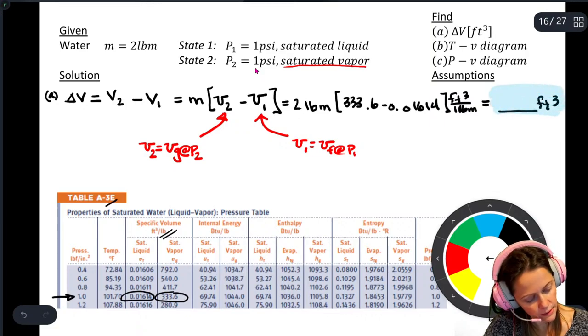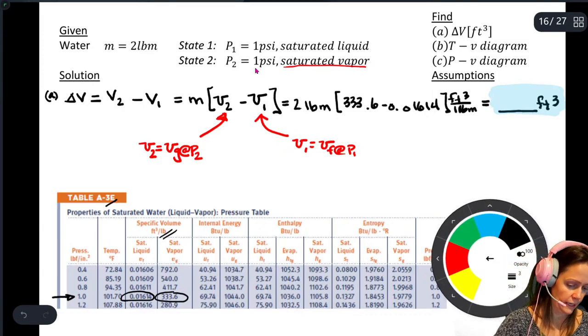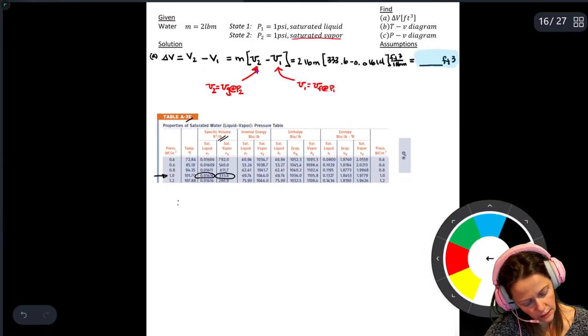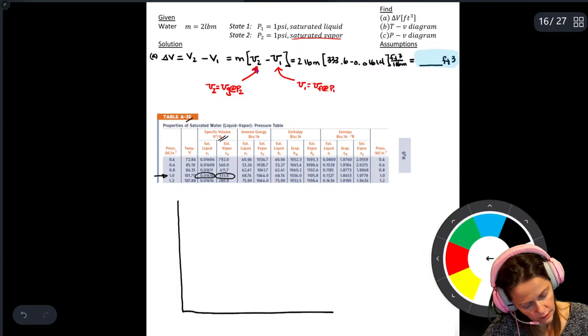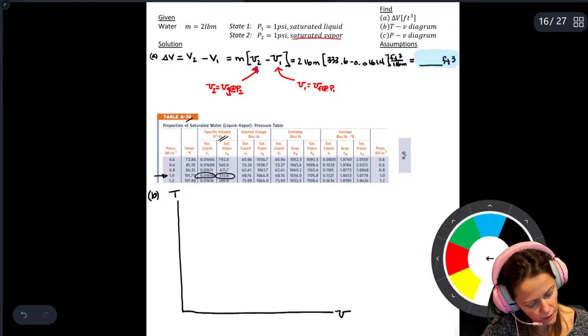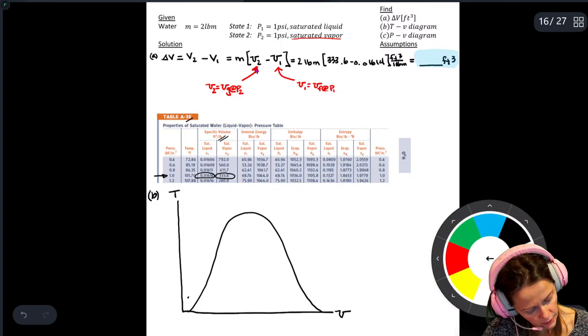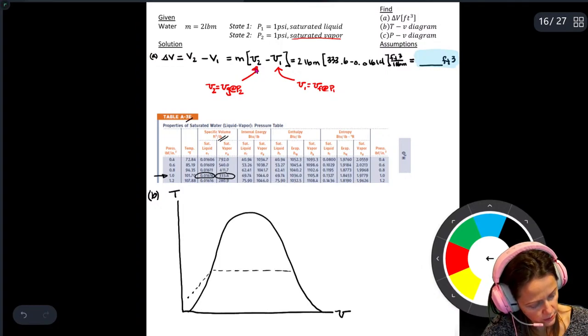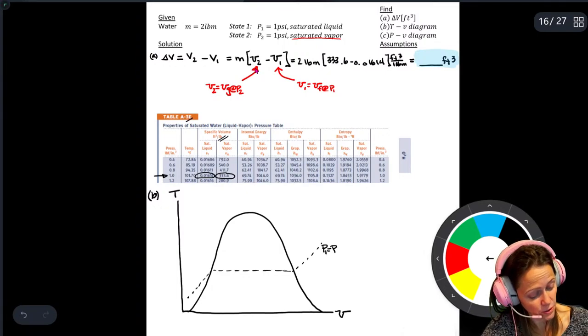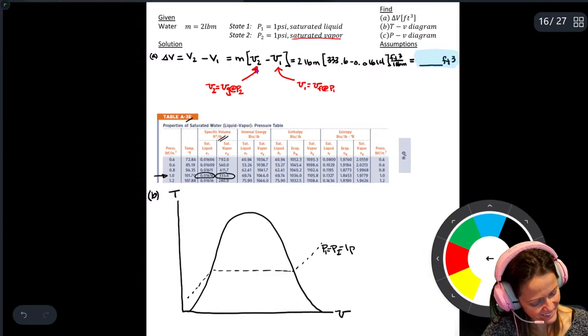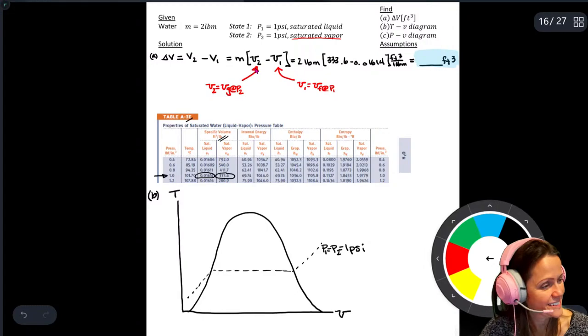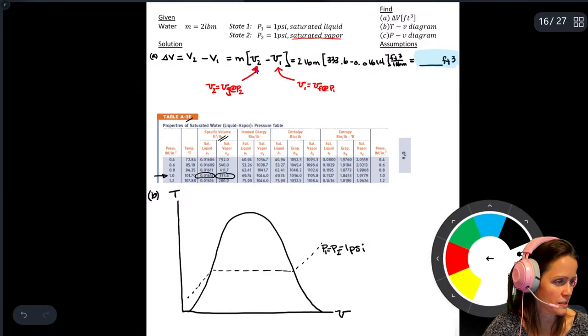But now we need to put things on a TV and a PV diagram, so we'll go ahead and do that. Our TV, this is part B. So here's my vapor dome. Here's my line of constant pressure. So this is P1, it's also P2, and that's 1 PSI. Thank you guys. So 667, let's call it 667.17.